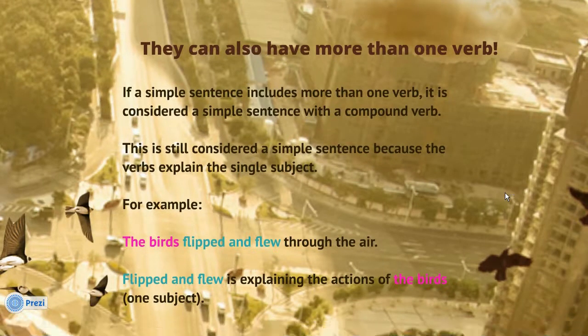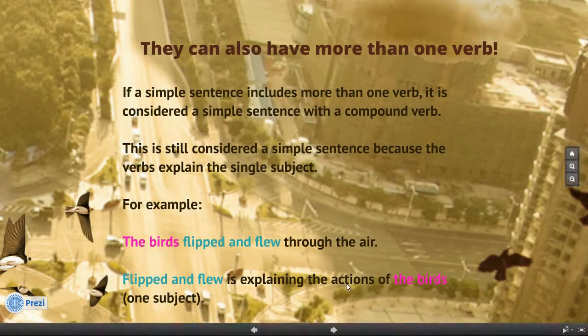We also could have more than one verb in a simple sentence. This is called a simple sentence with a compound verb. This happens because the verbs would still explain one subject. So we could say the birds flipped and flew through the air. Well, flipped and flew is describing the actions of that one subject, the birds. So it's still simple. We could actually have more than two verbs. We could say the birds flipped, flew, twirled through the air. All of those describe the birds. So it's still a simple sentence.